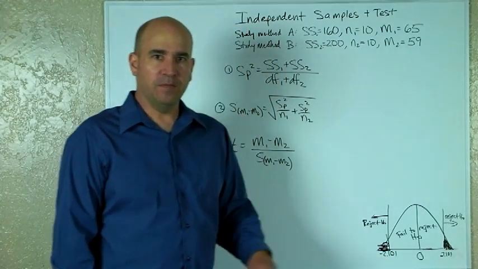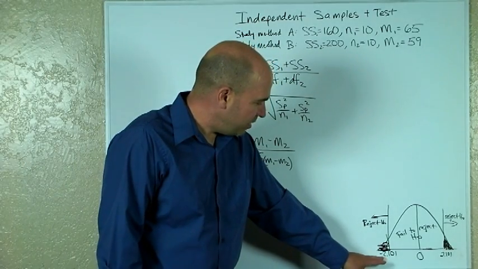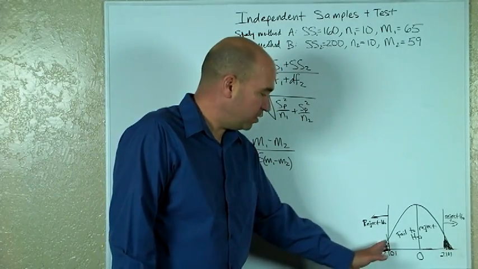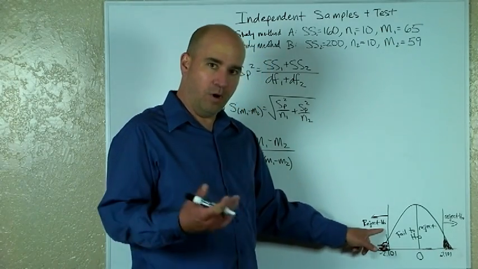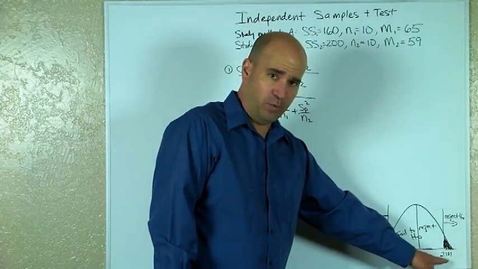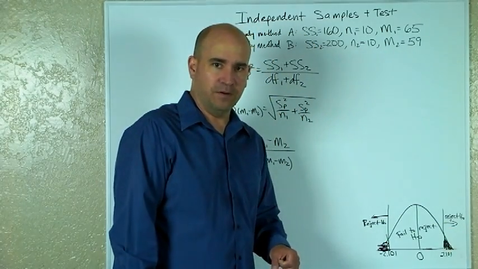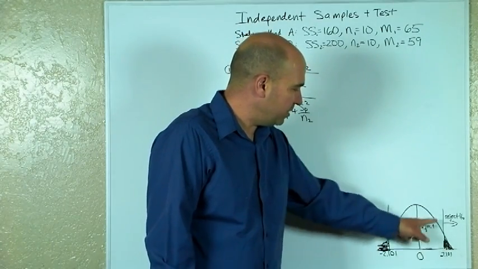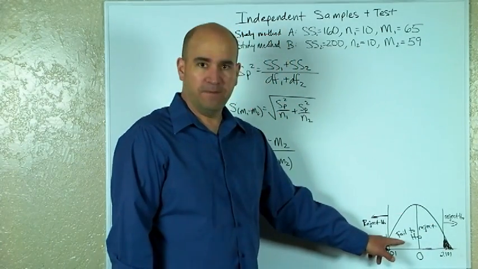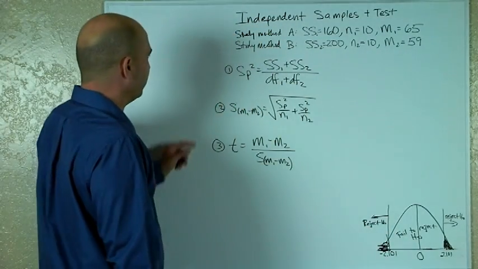Now as a review, if we get a t that is negative 2.101 or smaller, we're going to reject the null. Or if we get a t that is 2.101 or larger, we'll also reject the null. If we get a t anywhere in between those two critical values, we will fail to reject the null. So let's go ahead and calculate the t and see what we get here.